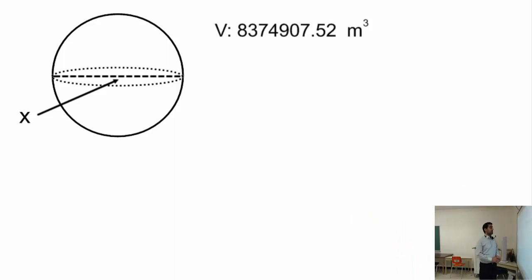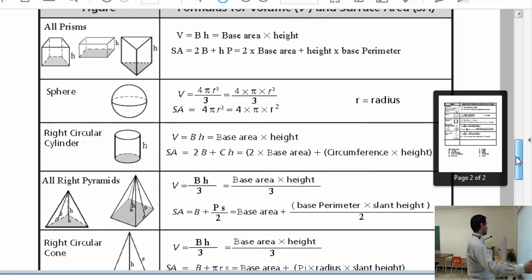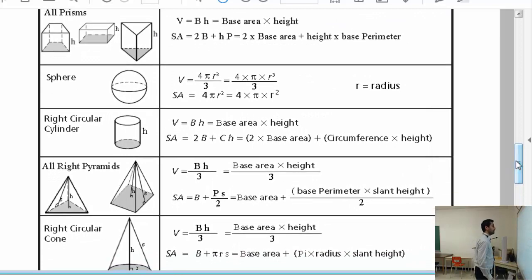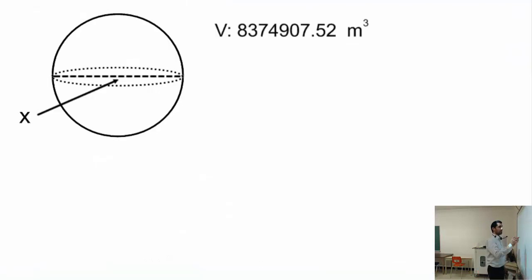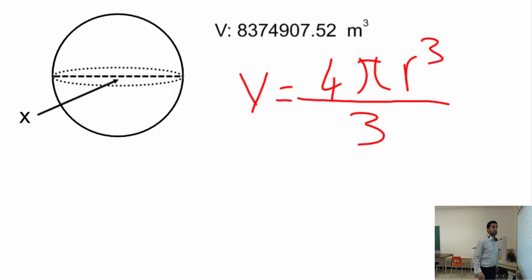Volume is given to us. Let's write down the volume formula for the sphere. It's right here: 4 pi r cubed divided by 3. So that's the volume formula for the sphere, and I do know what the volume is.